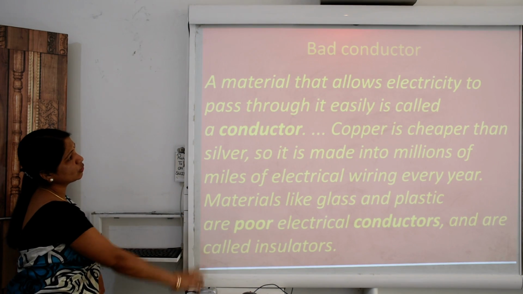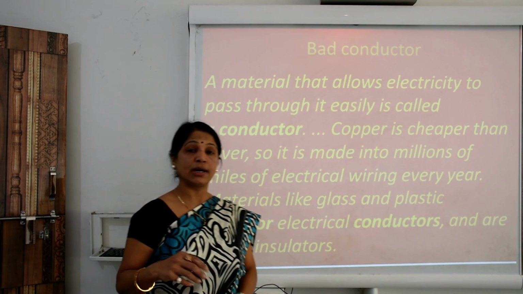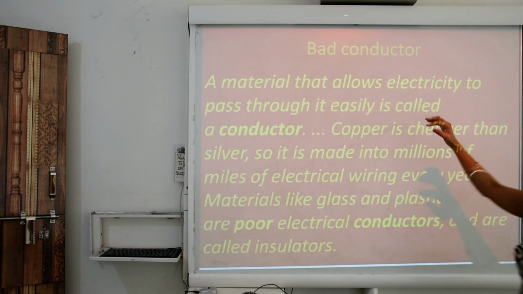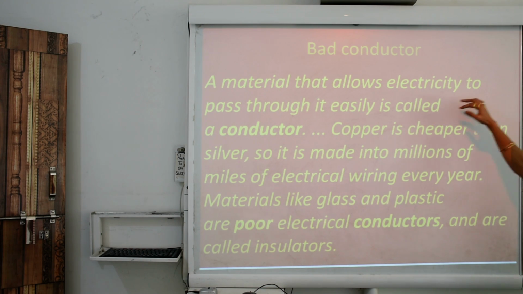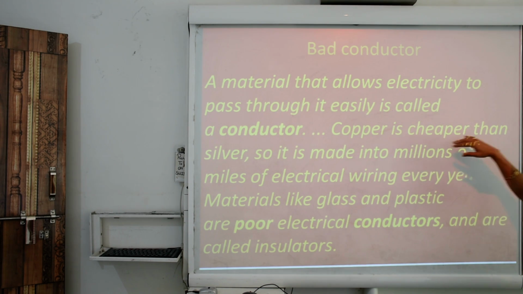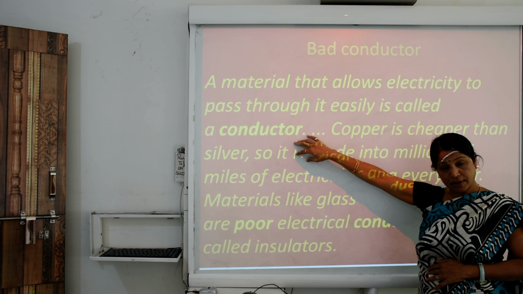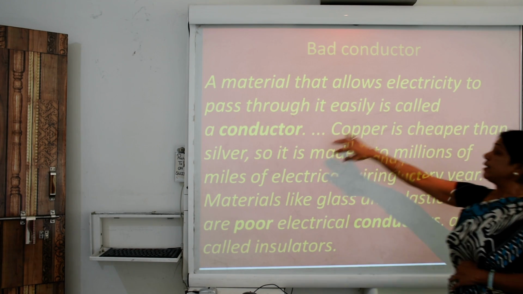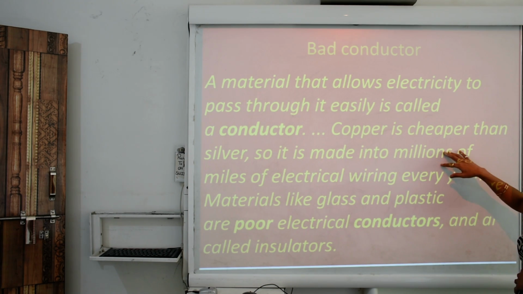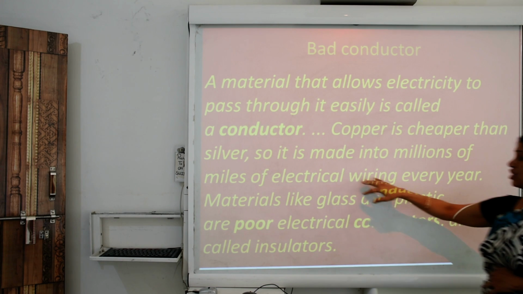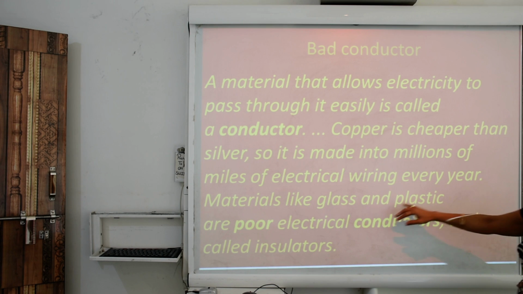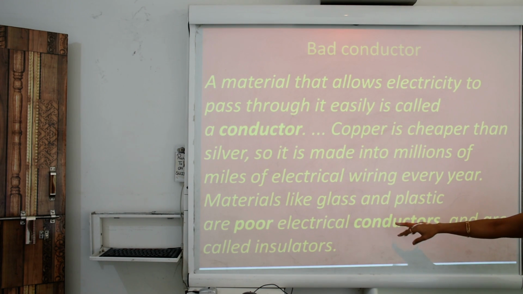Now further we are going to see the bad conductor. A good conductor, for example, is the various types of metals. A material that allows electricity to pass through it easily is called a conductor. Copper is cheaper than silver, so it is made into millions of miles of electrical wiring every year. Materials like glass and plastic are poor electrical conductors.